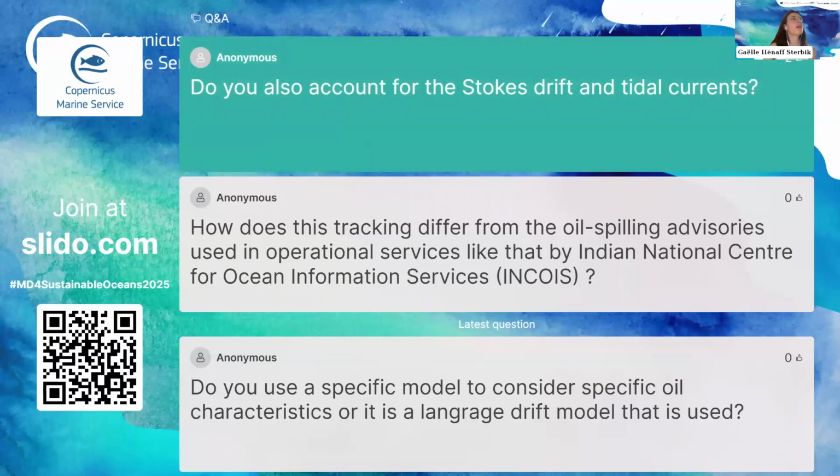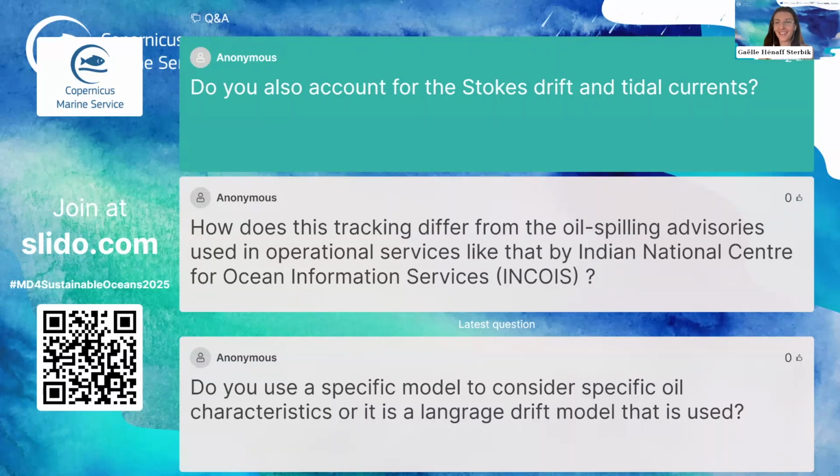Okay, thanks a lot. Another question about the model. Do you also account for the Stokes drift and tidal currents? These effects should be included in the sea currents data that are used in the simulation. The Copernicus Marine Service data accessed are produced by models, so surely they include the Stokes drift and tidal currents.